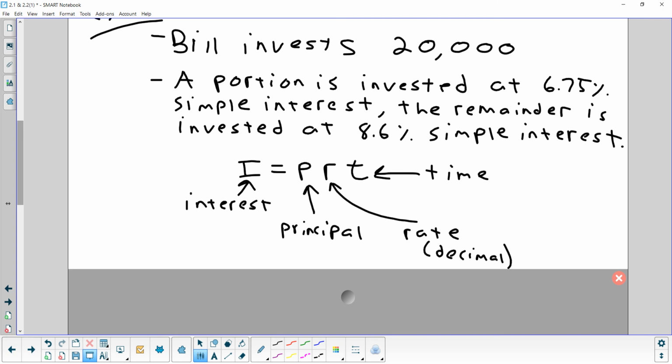So I stands for interest. P stands for principal. Principal just means the amount of money you're investing. R is your rate. But very important, we write the rate as a decimal. So if the rate is 12%, don't plug in 12. Plug in 0.12. And T is the time, usually measured in years.